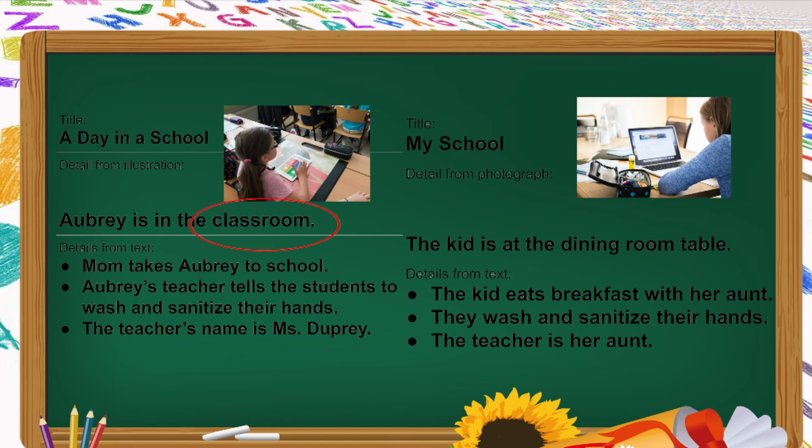Yes, one student goes to school inside a classroom, and the other goes to school in her dining room. Do you see another difference? Okay. In the first text, the teacher is Miss Dupre. And in the other text, the teacher is her aunt.